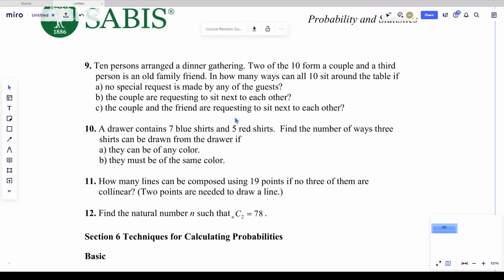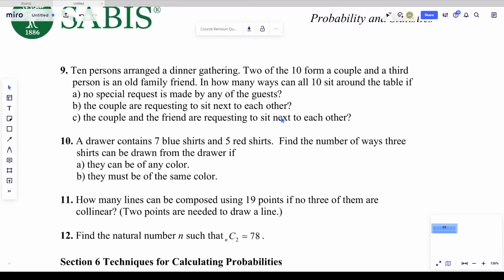Okay, so for this one, number 9, you have 10 people, and 2 of those are a couple and a third person is an old family friend. They just said that to give you context so that you know who we're talking about. So no special request without thinking? Oh no, in this case, this is important.